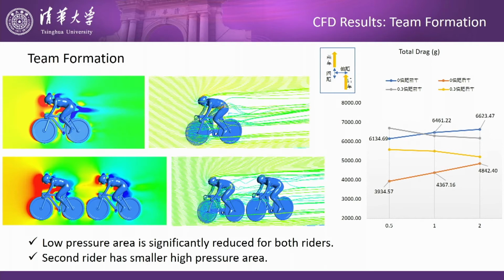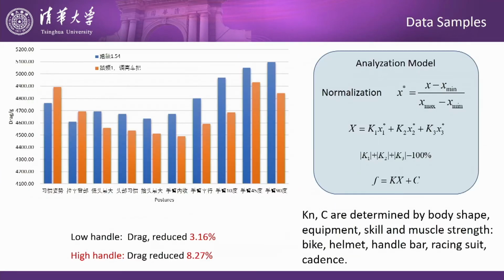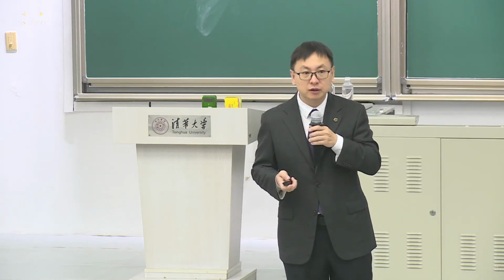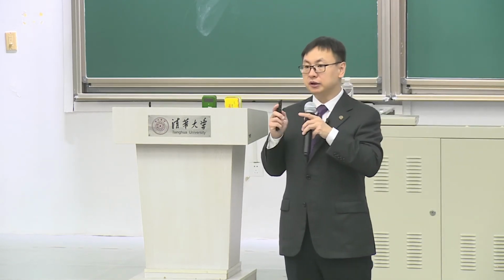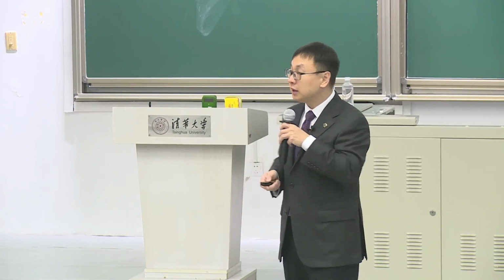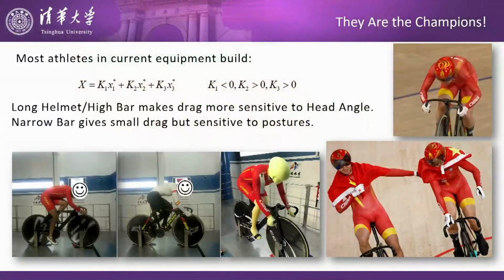Based on this, most athletes in our test have a negative K1, positive K2, and K3, which means in the current equipment build, everyone should head up, and should get flatter, and should narrow their arms. Okay. And long helmet and the higher bars make the drag more sensitive to head angle, so we need the fit training.